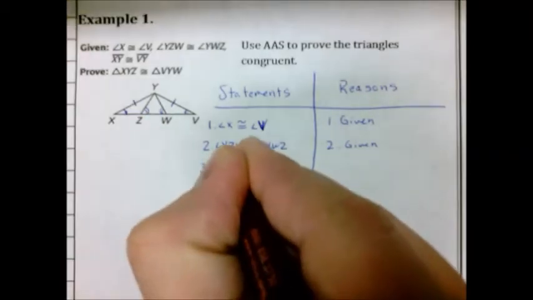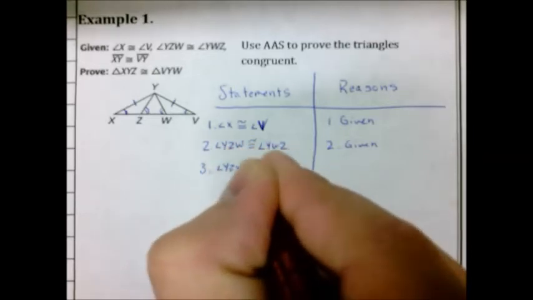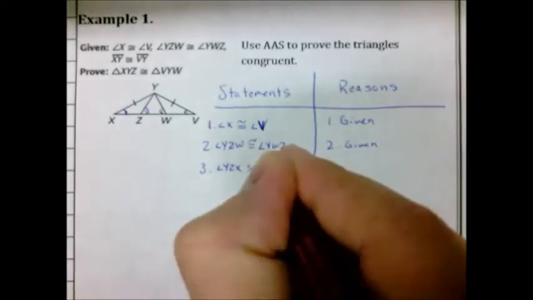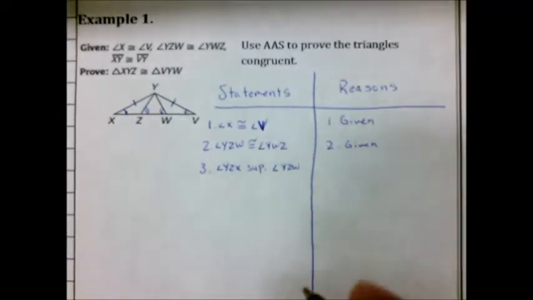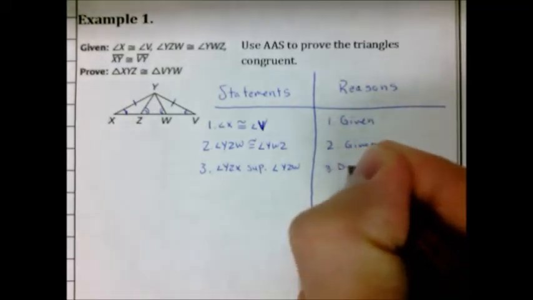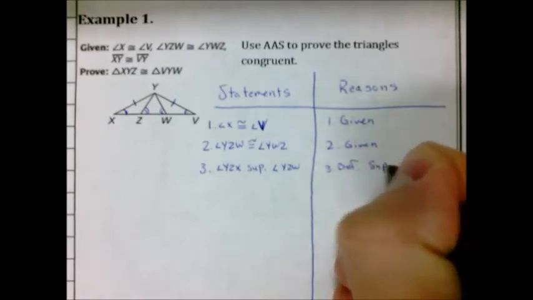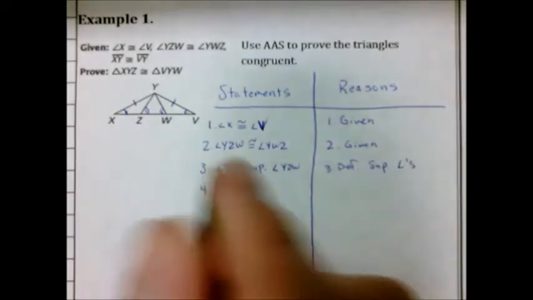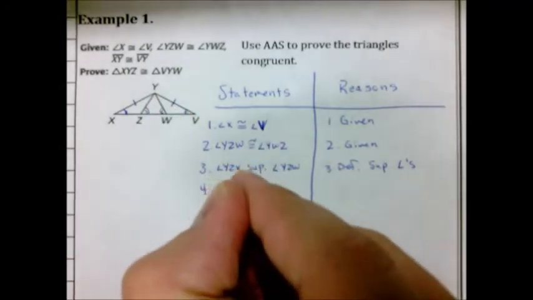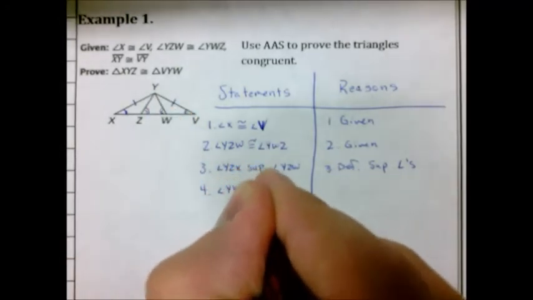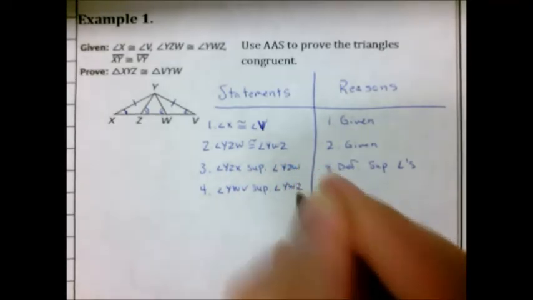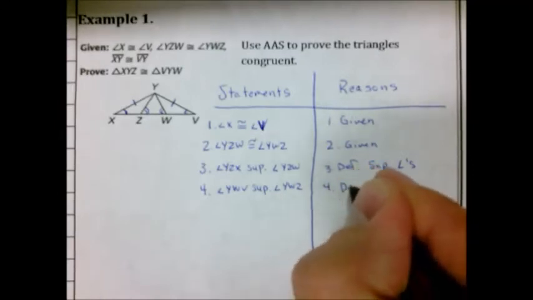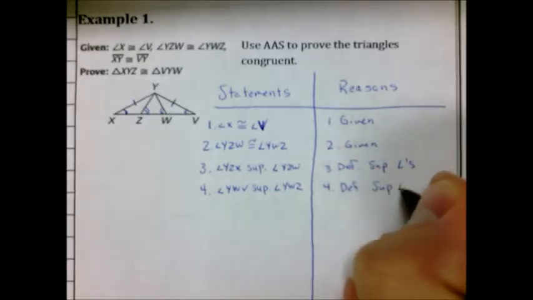Okay. Angle YZX is supplementary to angle YZW. Okay, and the reason for that is because that's the definition of supplementary angles. Okay, we can do the same thing over here on the other side. We can say that angle YWV is supplementary to angle YWZ. Okay, again, that's the definition of supplementary angles.